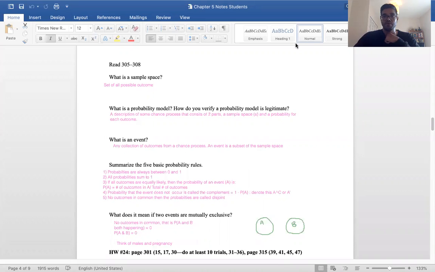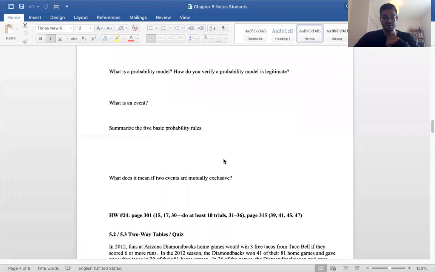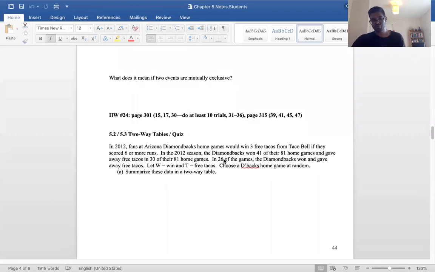So those are your basic probability rules. And so now that leads into two-way tables. Two-way tables are just a way of writing down information. We can look at some more probabilities from within this. All right, and yeah, so we can do some of that stuff.